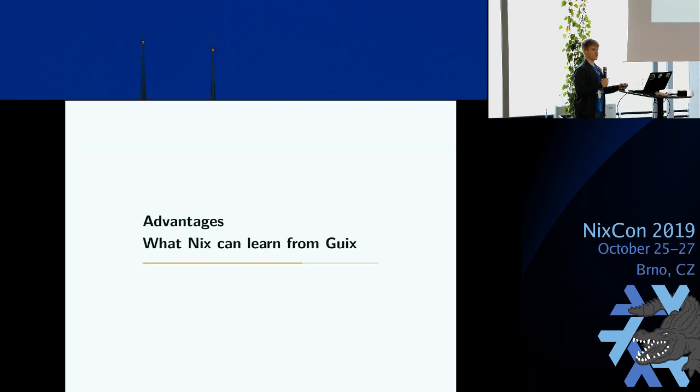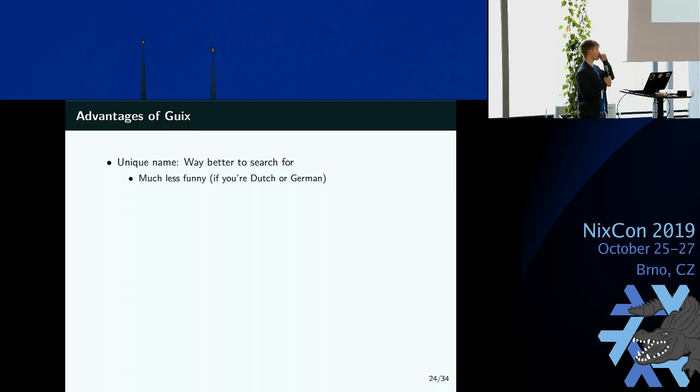Okay, what can we learn from Guix? It's a unique name. It's much easier to search for. If you search for Nix, you mostly find Unix things. For example, the Rust crate, which is called Nix, is just some Unix things. And it's also much less funny if you're Dutch or German, because Nix means nothing. And you can say, what are you doing? Nix, I'm doing nothing.